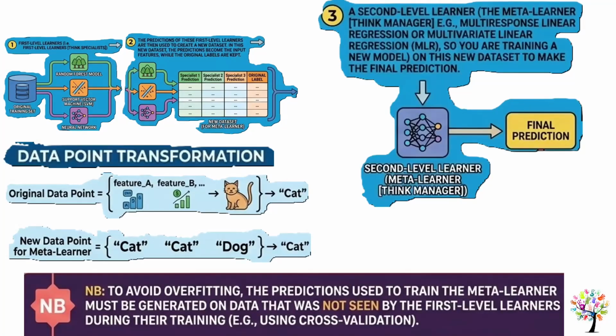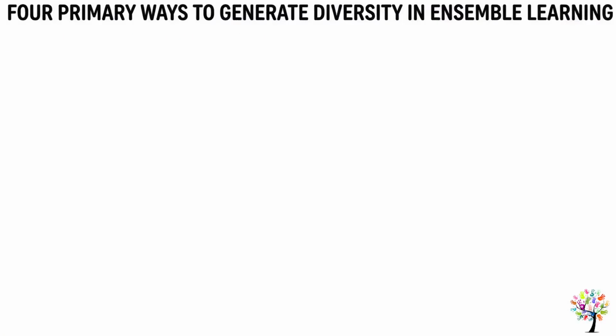So to avoid overfitting, the predictions used to train the meta learner must be generated on data that was not seen by the first level learners during their training, for example, by using cross-validation. So the success of an ensemble relies heavily on diversity, which is quite crucial, amongst its base learners.